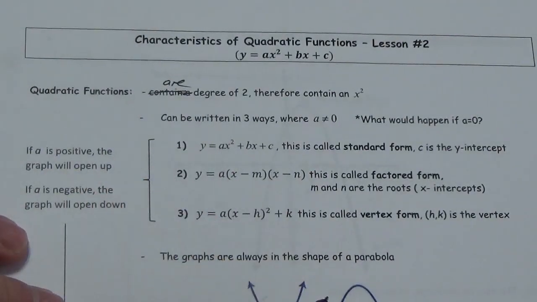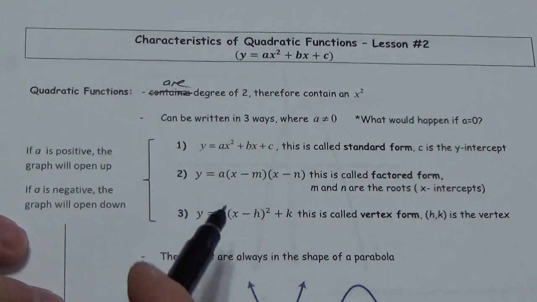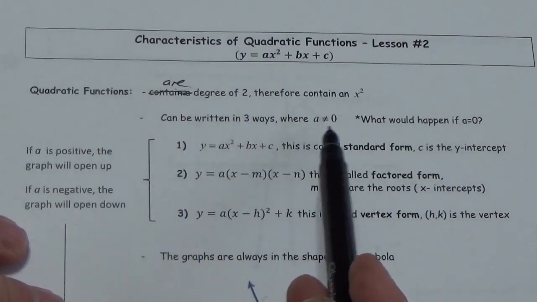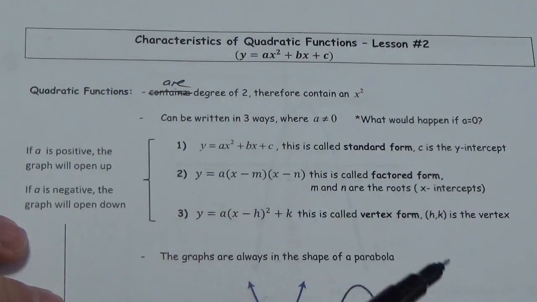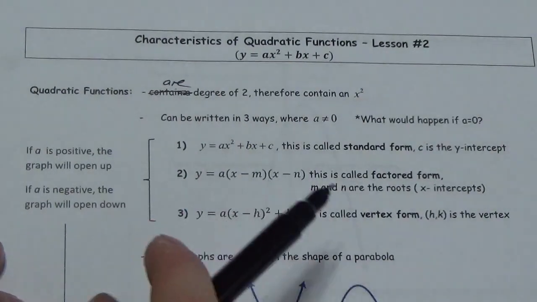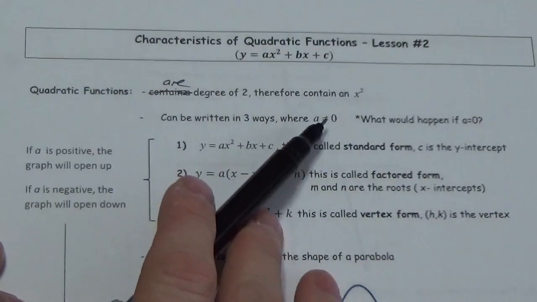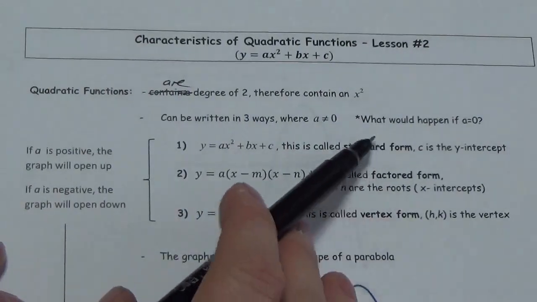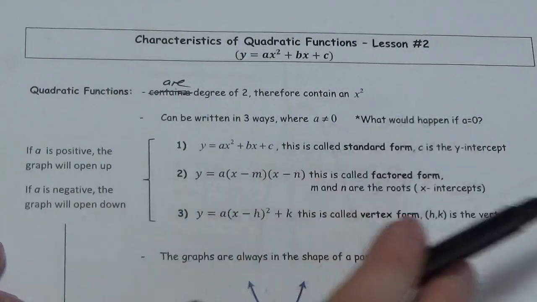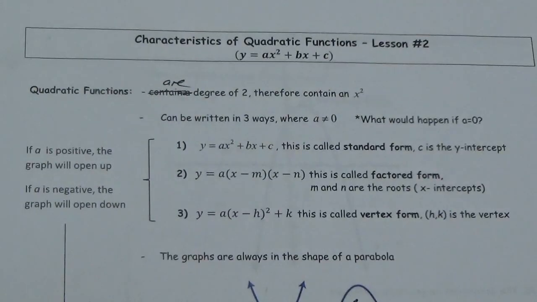There are usually 3 different ways we're going to write the parabolas, specifically where a is not equal to 0. Our different parameters here are significant, but we need to make sure that a is not equal to 0. And then there's a neat little question here: what would happen if a is 0? We'll talk about that as we go through this.